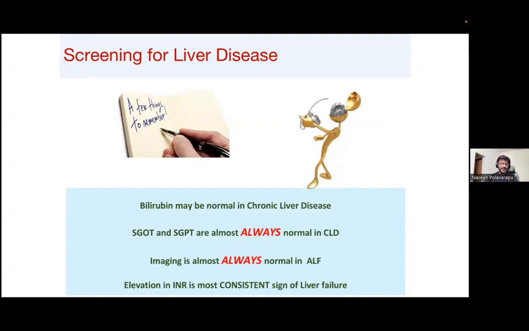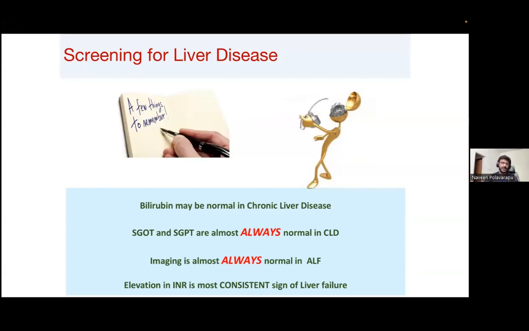So anybody who has developed jaundice to encephalopathy within 1 week, we call this hyperacute liver failure. Anything between 1 week to 4 weeks, we call acute liver failure, and anything beyond 4 weeks, we call subacute liver failure. So 4 weeks to 3 months, we call subacute liver failure.